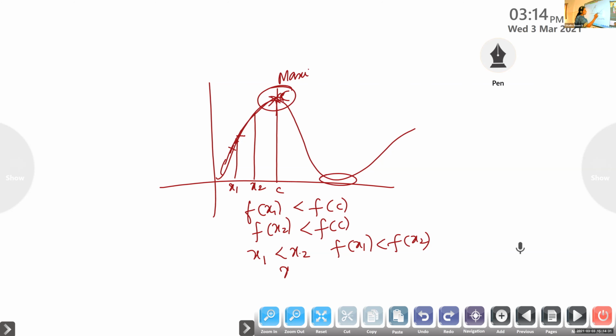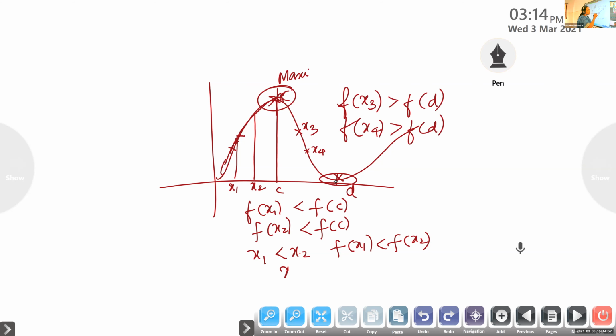Similarly, if you take the minimum, suppose the minimum occurs at D. Suppose I name the points here x3 and x4. What can we say about the value at x3 and the value at D? F of x3 will be greater than f of D. Similarly, f of x4 will be greater than f of D. So if this is the minimum, this one will be the least. If this is the maximum, within this interval this one will be the greatest value you will get.